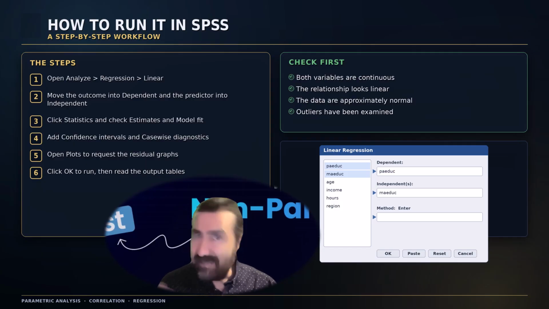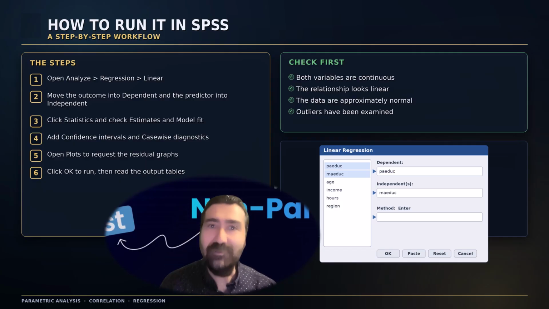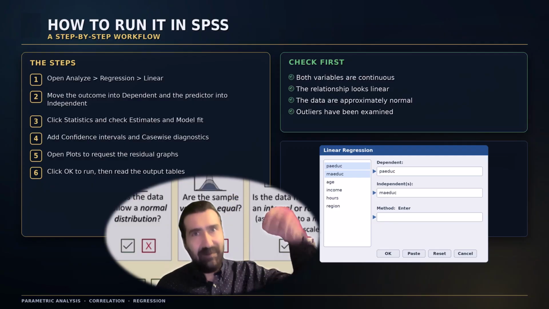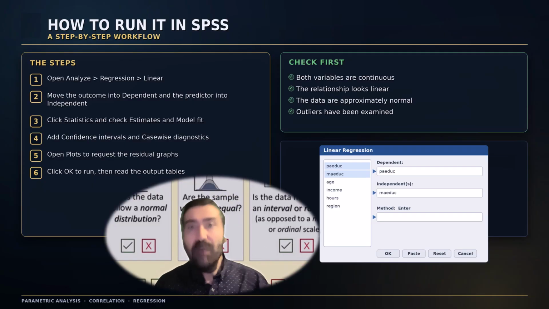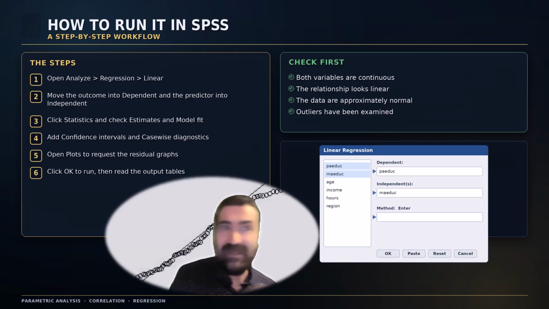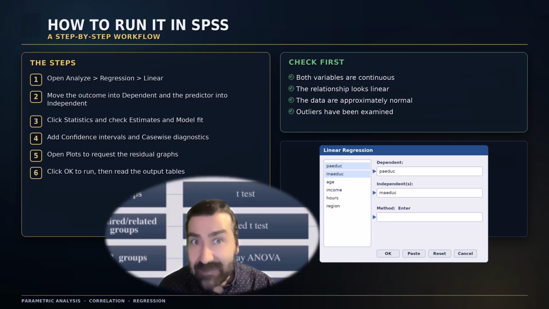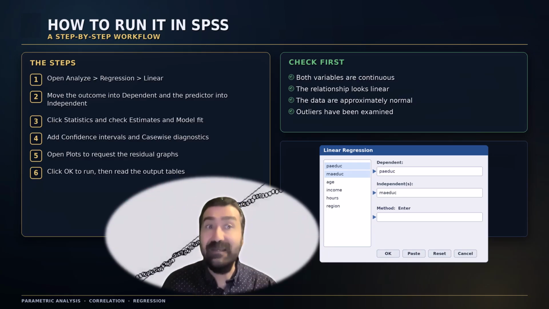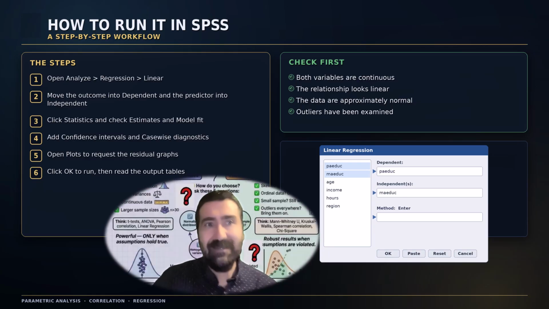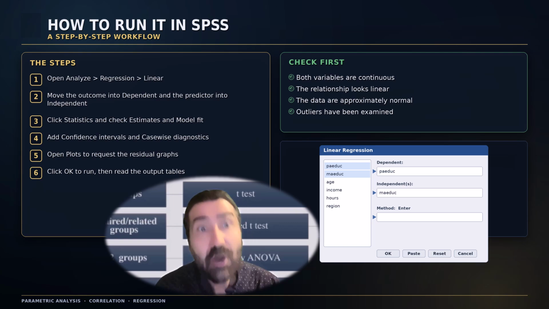Now, the steps themselves. First, go up to the Analyze menu, slide down to Regression, and choose Linear. Second, in the box that pops up, move your outcome variable into the dependent slot and your predictor into the independent slot. Just remember, the dependent variable is the thing you are trying to predict. Third, click the Statistics button and tick the box for estimates and for model fit. That makes sure you get those coefficients and your R squared.